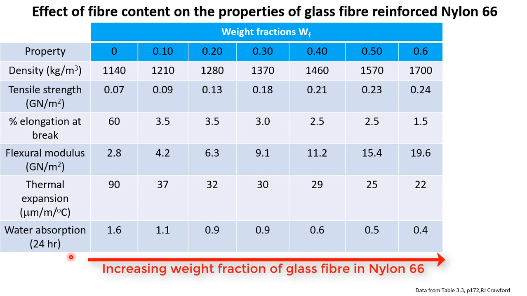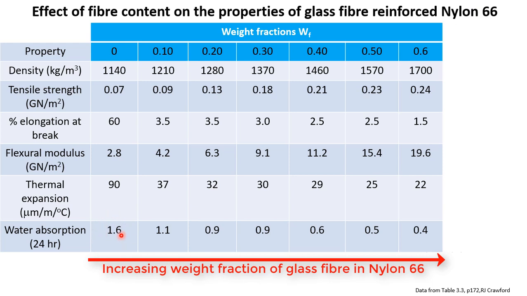Now water absorption is another property, because most of the engineering materials will be exposed to water at some point. For example, aircraft will be exposed to rainwater, and we know that polymer materials absorb water. As they absorb water, their properties will degrade. Therefore, it is important that water absorption should be as low as possible. In the case of nylon, the water absorption is quite high.